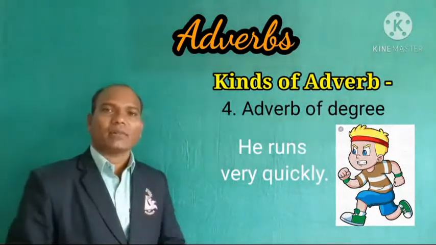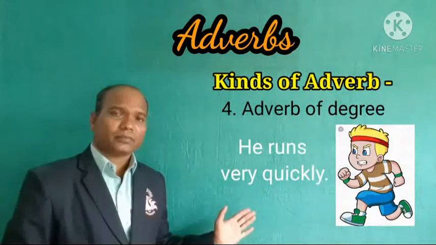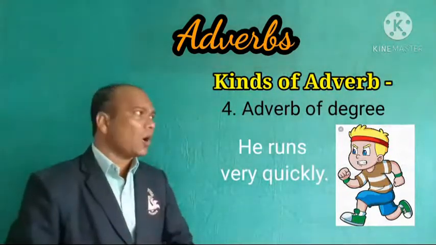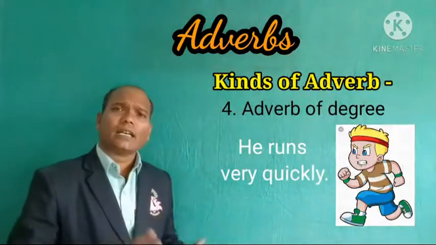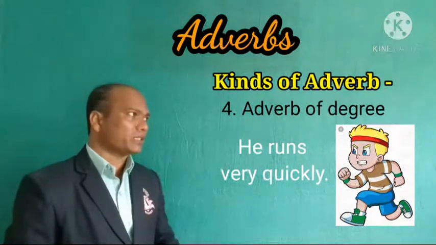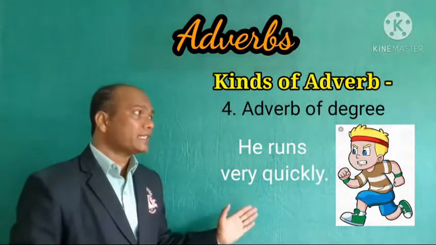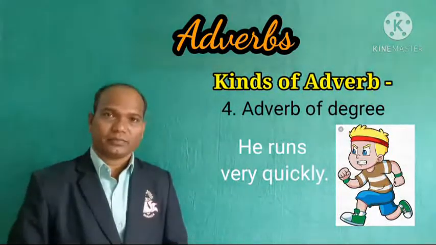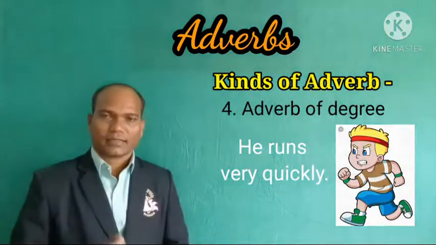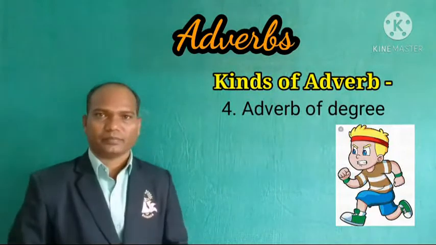In this sentence, the word very is an adverb of degree because it shows the degree of an action of its verb. It also answers the question how much. For example, how much does he run quickly? Answer: very quickly. That's why very is an adverb of degree.